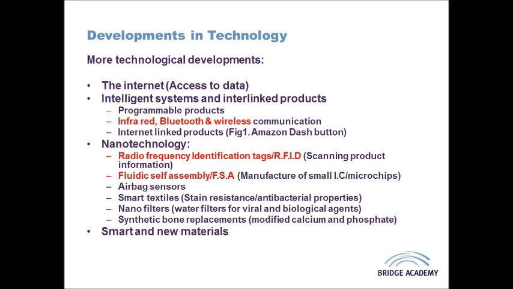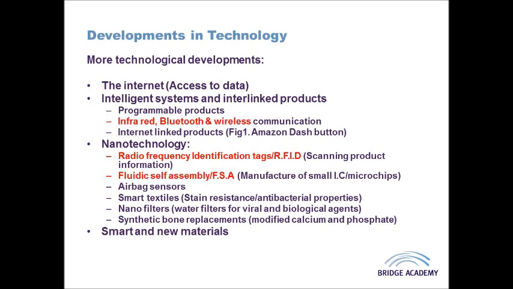Now, one is the internet and access to data, and obviously you can see many links and how the internet has affected many different products, from, as I say, mobile phones to computers and laptops to even televisions that are now connected to the internet. And this links us into this idea of intelligent systems and products that are interlinked together.